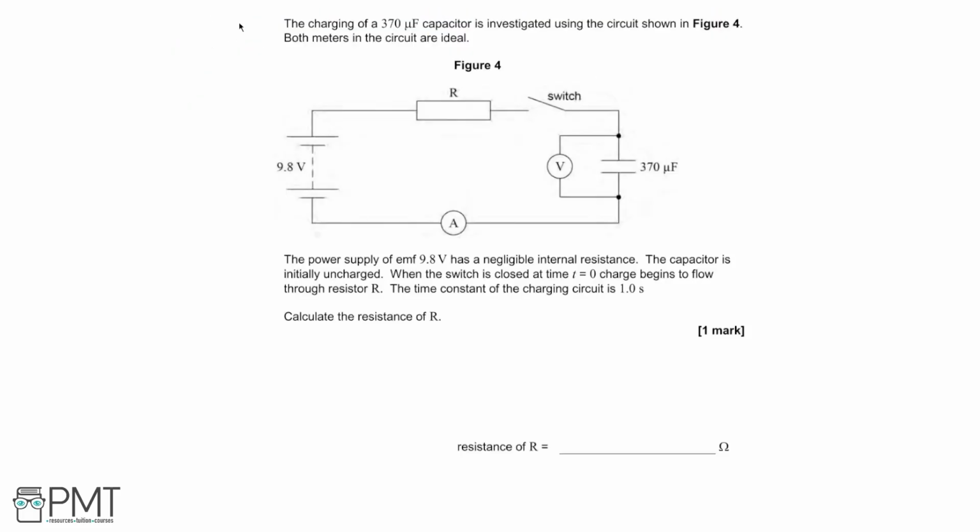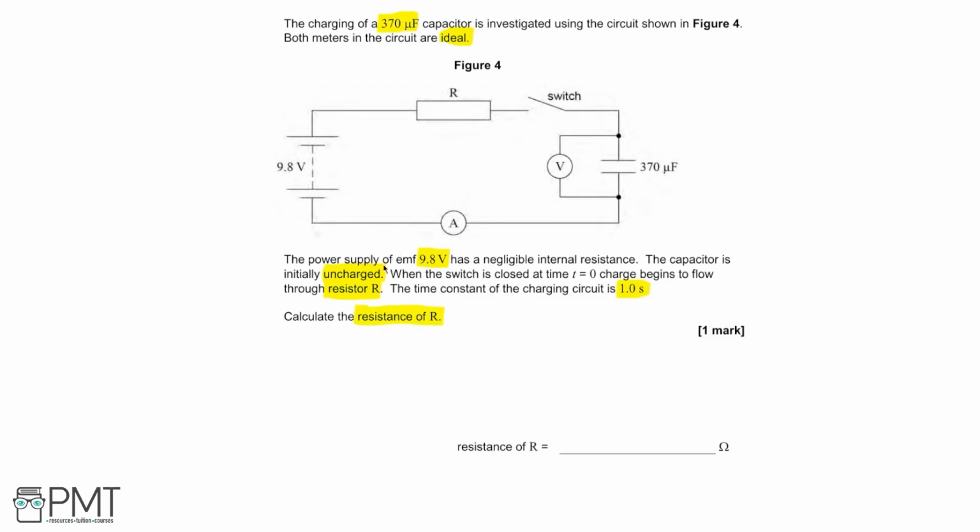The next part of the question says, the charging of a 370 microfarad capacitor is investigated using the circuit shown in figure 4. Both meters in the circuit are ideal. So in other words, the ammeter doesn't provide any resistance, and there's no current through the voltmeter. The power supply of EMF 9.8 volts has a negligible internal resistance. The capacitor is initially uncharged. When the switch is closed at time t is equal to 0, charge begins to flow through resistor R. The time constant of the charging circuit is 1.0 seconds. Calculate the resistance of R.